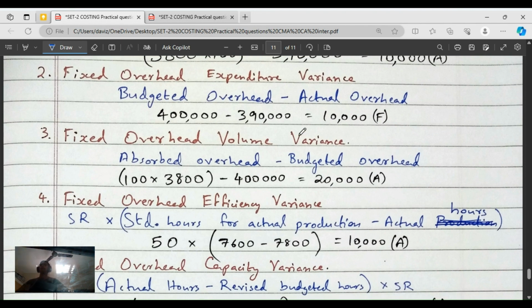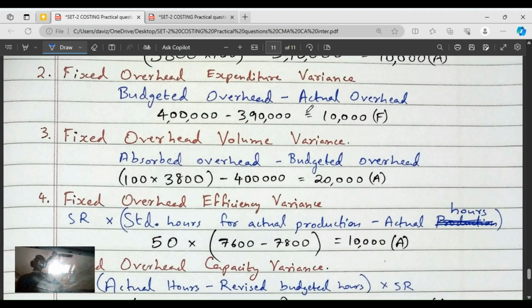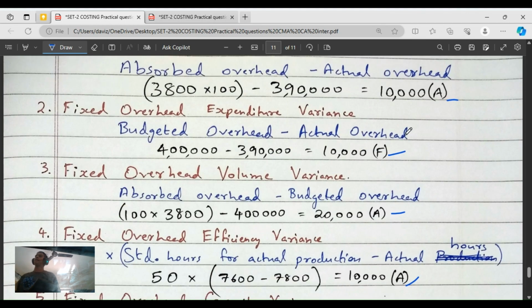Fixed overhead expenditure variance, which is budgeted overhead minus actual overhead. The budgeted was 4 lakh minus actually 3 lakh 90,000. This is 10,000, which is favorable. See, the F and A here: F means favorable, A means adverse. When after calculation a positive figure comes, it means it is favorable. Minus means negative, it's adverse.